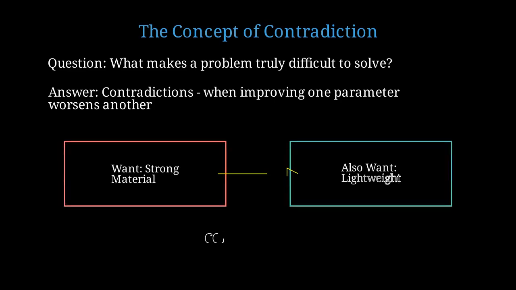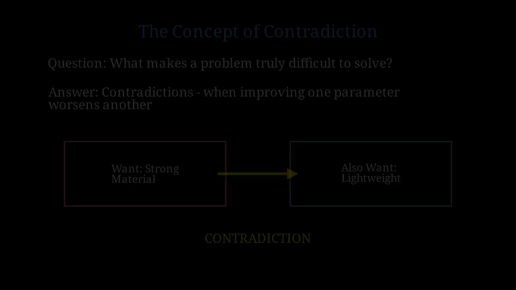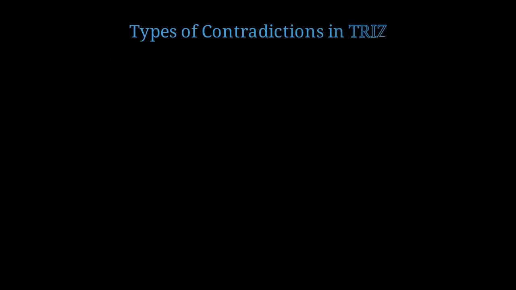For example, in materials engineering, we want materials that are both strong and lightweight. But traditionally, stronger materials are heavier. This is a classic technical contradiction. TRIZ identifies three main types of contradictions, each requiring different resolution strategies.